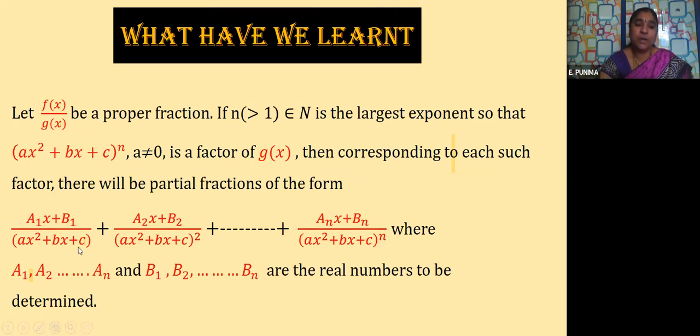And the partial fractions will be of the form: (a1x plus b1) by (ax square plus bx plus c), plus (a2x plus b2) by (ax square plus bx plus c) whole square, and so on, up to (anx plus bn) by (ax square plus bx plus c) whole to the power of n. Whatever the n value is, meaning how many times the quadratic factor is repeating, that many partial fractions we get. This is our rule number 4, which you have learned. Hope you understood it clearly, children.